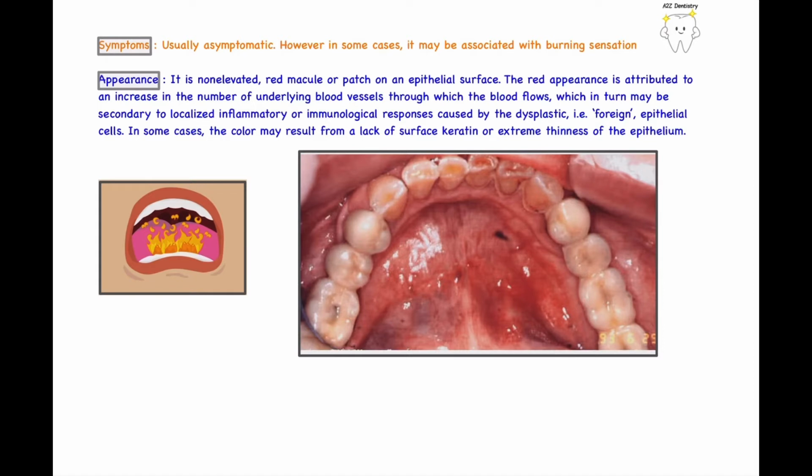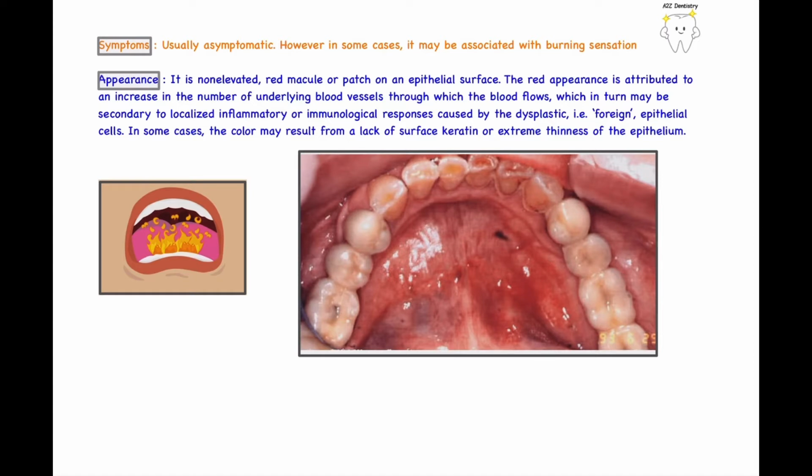Coming to the appearance, right? So it is a non-elevated type of lesion. Now this is with the exception of the speckled or the granular variant, wherein the lesion may appear slightly elevated. Otherwise, if we consider homogeneous erythroplakia, right, then it is a completely flat type of lesion. Even leukoerythroplakia is a flat type of lesion.